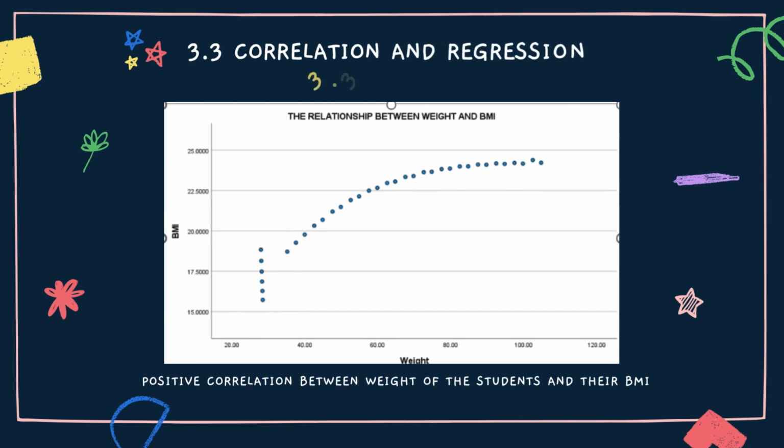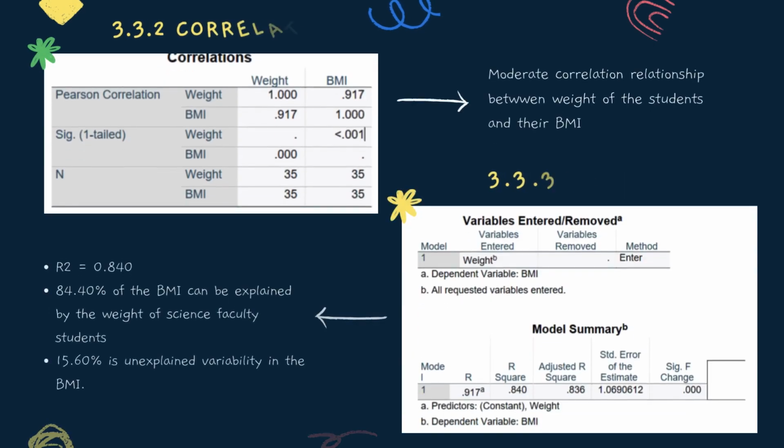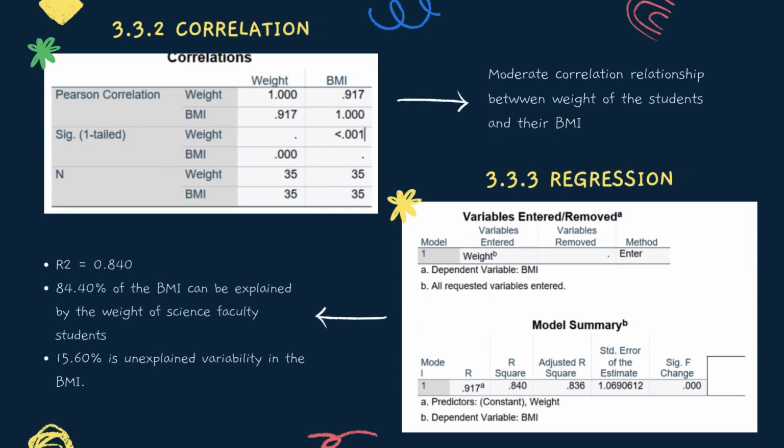Correlation and regression. For the scatter plot, there is a positive correlation between the weight of the science faculty students and their BMI. For correlation, the value of R, which was 0.917, suggests a moderate correlation between the weight of science faculty students and their BMI. That is, the heavier someone from the science faculty weighs, the higher their BMI.